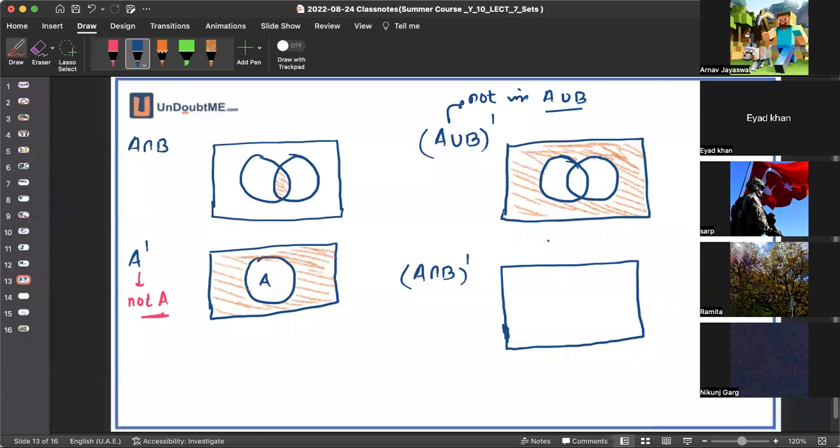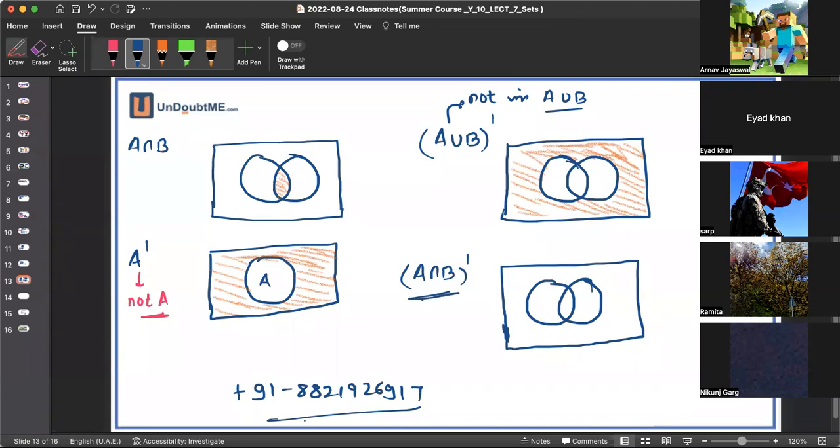Okay, so just try to do it. Make a rough diagram and then send it either over the Zoom chat, or you can send it on my WhatsApp number. I'm just writing it down over here. I want to see within 2 minutes, make a rough diagram and then shade A intersection B complement.